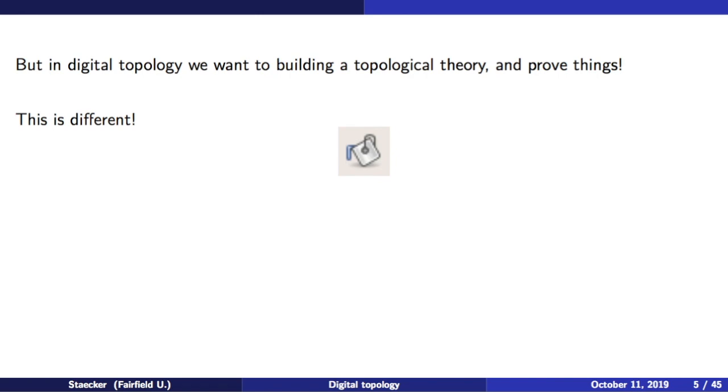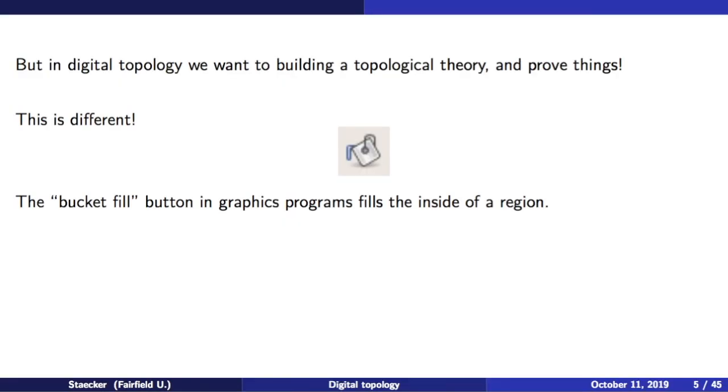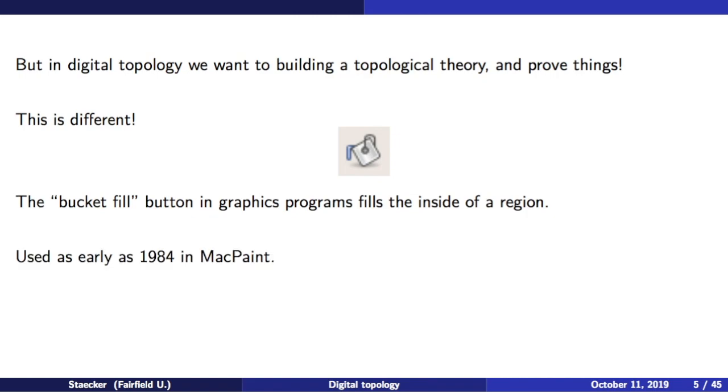Here's a little historical example about the difference between proving theorems and actually doing things. Maybe you recognize this. This is the bucket button that you see if you ever use Photoshop or something. You click it and it fills in the region with a color or a pattern. The bucket fill button fills the inside of a region. I did some research on this. I think this was used first in the 80s on MacPaint, which was included with the original Apple computers. And it works, mathematically speaking, because of the Jordan curve property in R2.